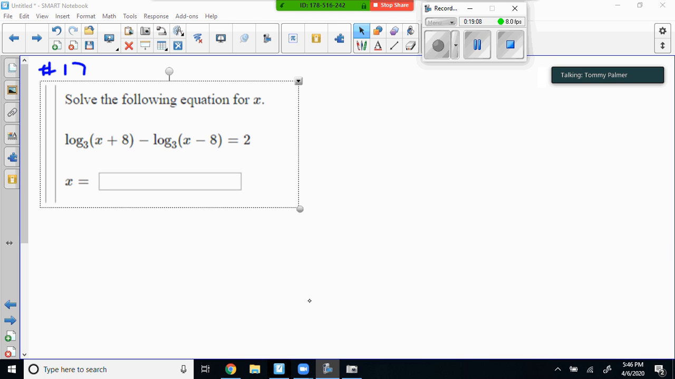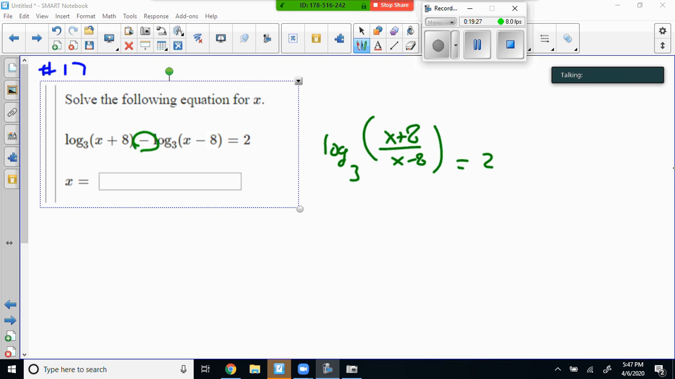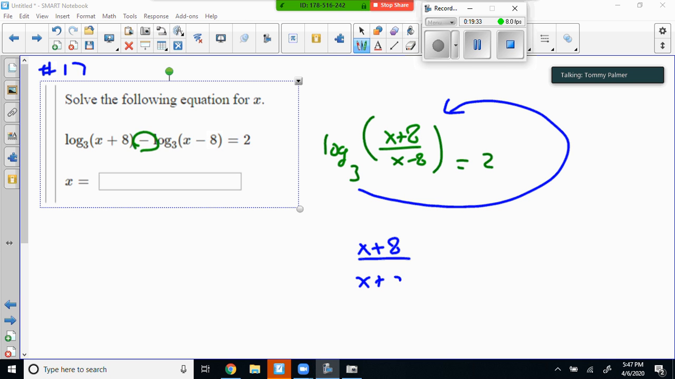All right, so this is number 17. This is very much like what we just worked on in the previous problem. We got two logs separated by, instead of an addition, subtraction, right? So we can combine this. So we can say log base 3 of x plus 8 over x minus 8 equals 2. Well, all we're going to do is this. So that's going to give me x plus 8 over x plus 2 equals 3 squared.